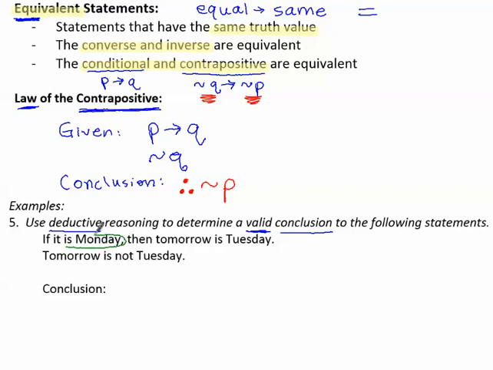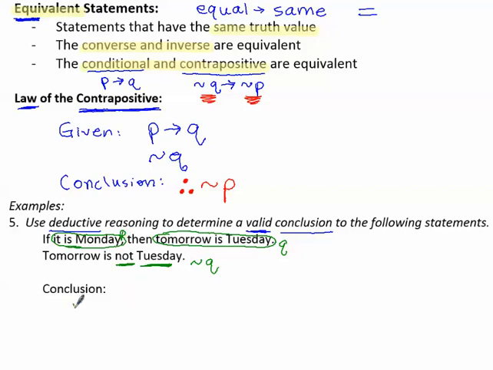So it is Monday is the hypothesis. We could say that is the P. Tomorrow is Tuesday is the conclusion. So we could assign Q to that statement. The next line says tomorrow is not Tuesday. So that would be taking tomorrow is Tuesday and negating it. That's not Q. Notice that's following the pattern of the law of the contrapositive. We began with the conclusion Q and negated it. Therefore, the conclusion has to negate what was the hypothesis.